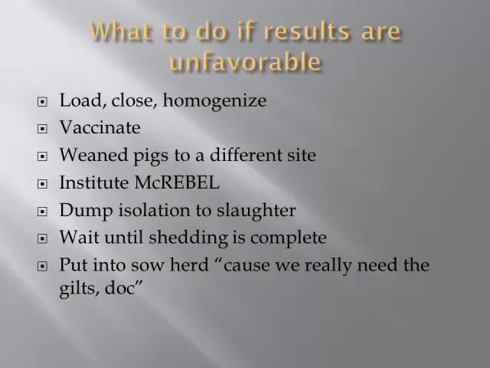A couple things to do, just suggestions on what to do if the results aren't favorable. If it's a PRRS issue in a sow herd, you find out all of a sudden it's positive. You might load, close, and homogenize. You might vaccinate. You might shift the wean pig flow to a different nursery. Institute McRebel management in the farrowing. If it's an isolation barn, you may dump that to a different flow or to slaughter. If it's a flu thing, you might wait until they're done shedding.